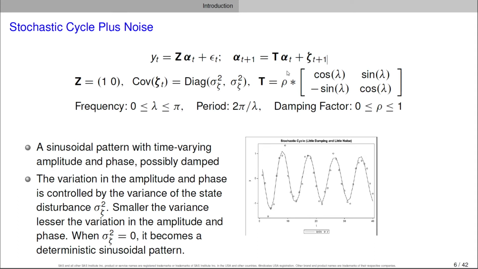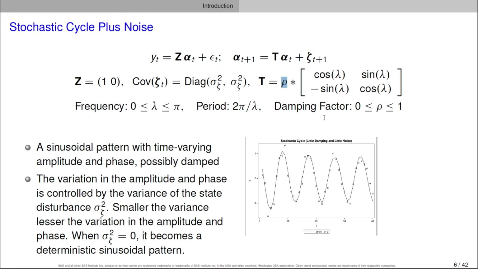For added modeling flexibility, a damping factor rho is included in the model. A damped cycle represents a sinusoidal pattern that eventually dies out. That is, it dies down to zero. When rho equals 1 and there is no disturbance in the state equation, we get the perfect sinusoidal pattern. That is the cosine curve.